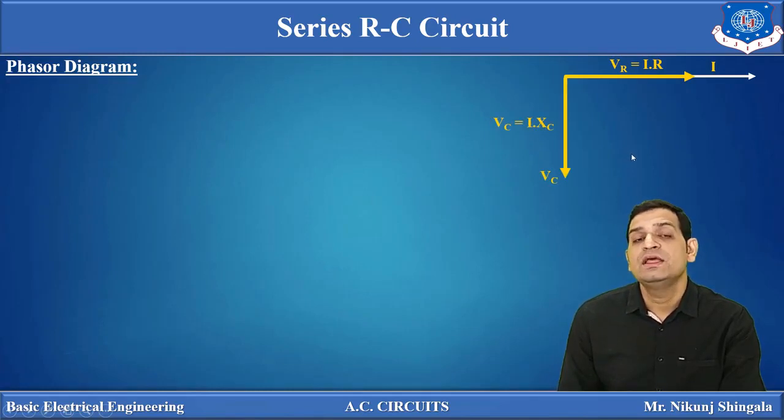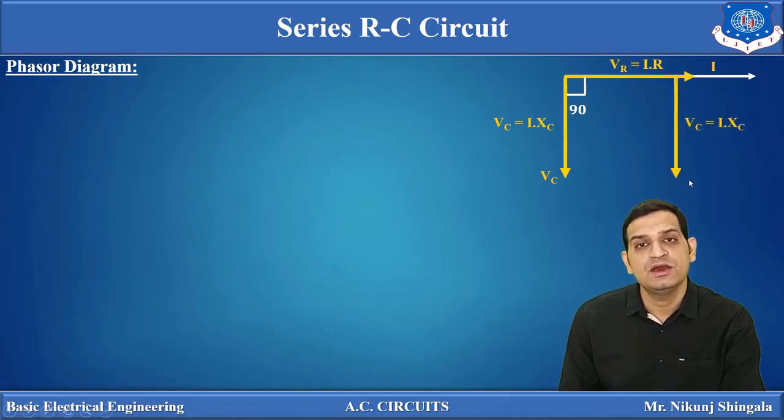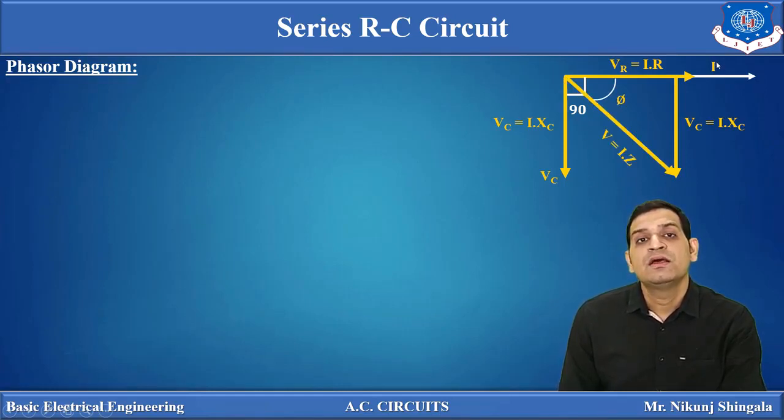Now we have to find the resultant voltage, that is the supply voltage V, which is the phasor sum of VR and VC. The phase difference between I and VC is 90 degrees, because we have taken the purely capacitive circuit. Now taking the projection of VC over here, we can find the resultant voltage, that is V. So V will be in this direction, and the phase angle between the applied voltage and the resulting current is denoted by some angle, phi. So V is I into Z.